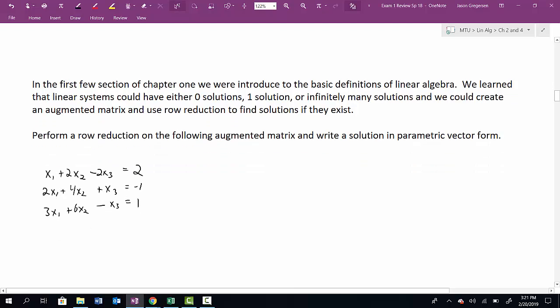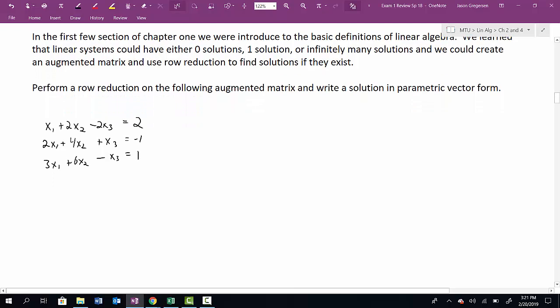All right. So in the first few sections of chapter 1, we were introduced to the basic definitions of linear algebra. We learned that linear systems could have either 0 solutions, 1 solution, or infinitely many solutions. And we could create an augmented matrix and use row reduction to find solutions. And we saw over and over again that to answer lots of different questions, row reduction was the process. So go ahead and show me your row reduction.